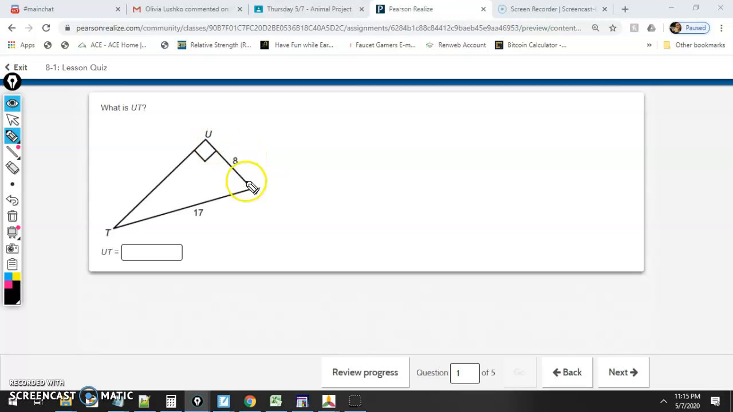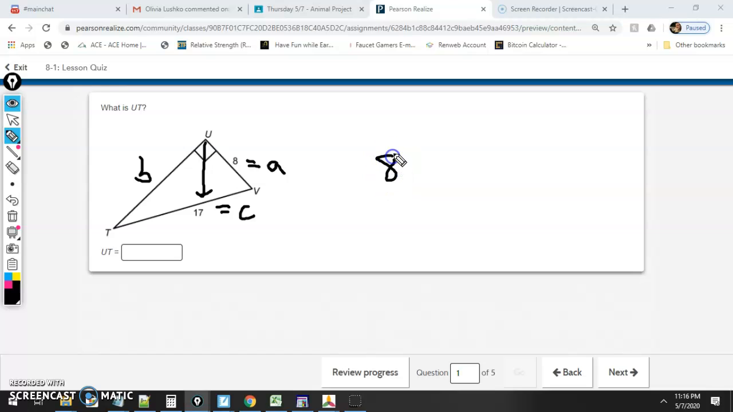All right, 8, is that the hypotenuse? No. Okay, that is just one of the sides, so we'll call that one A. Is 17 the hypotenuse? Here's the 90-degree angle, opposite it is 17, so that's the hypotenuse. So that's C. All right, so we're finding TU, which we'll call B.